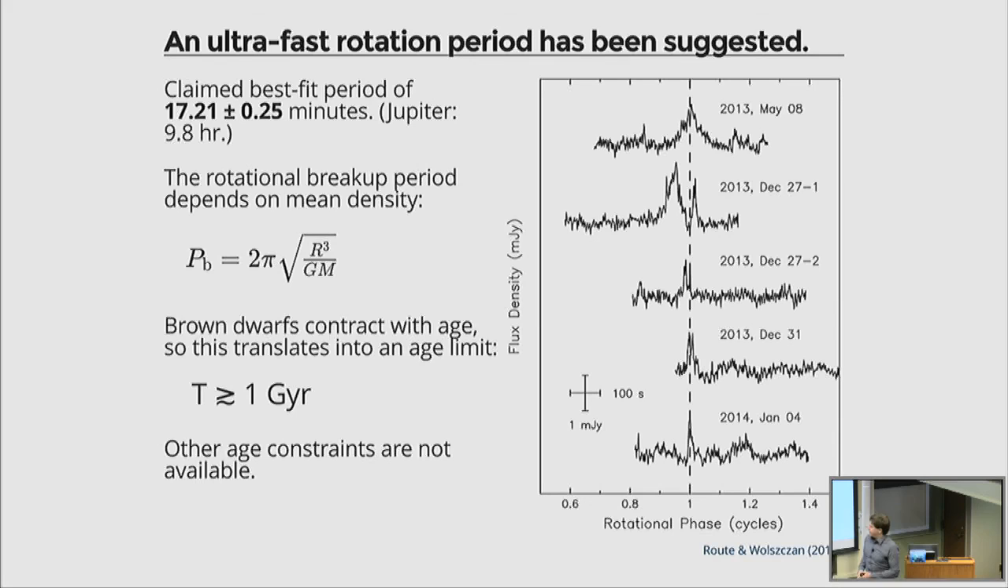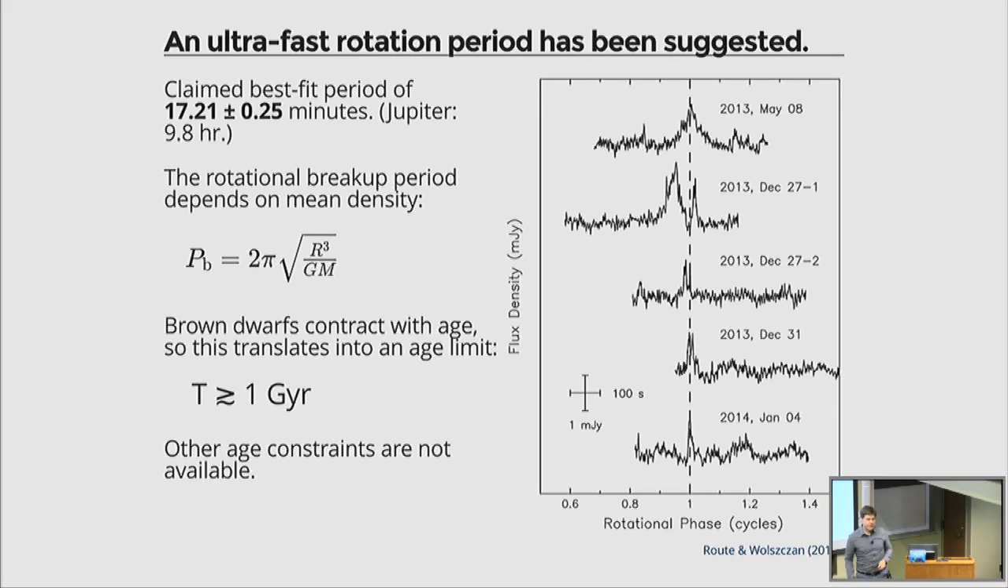So this plot is showing the five bursts that they phase up as a function of phase. The key thing to point out here is to look at these dates. We've got 2013 May, late 2013 December, going into 2014. So they're claiming a 17 minute period, spanning several hundred days' worth of rotations with five data points.